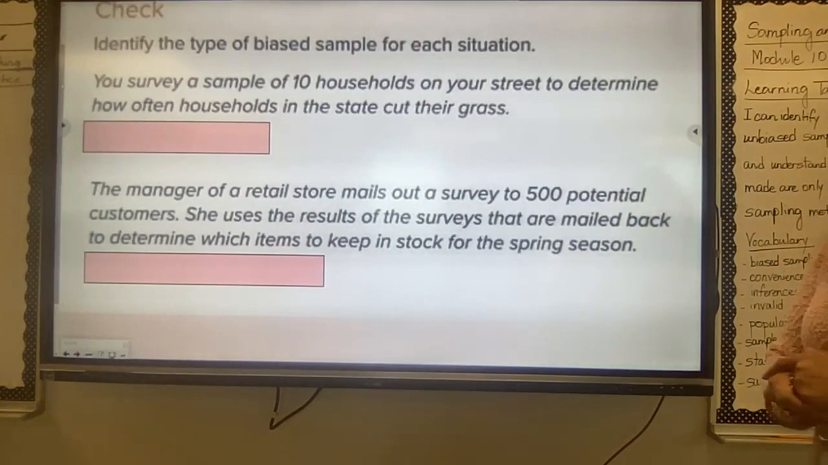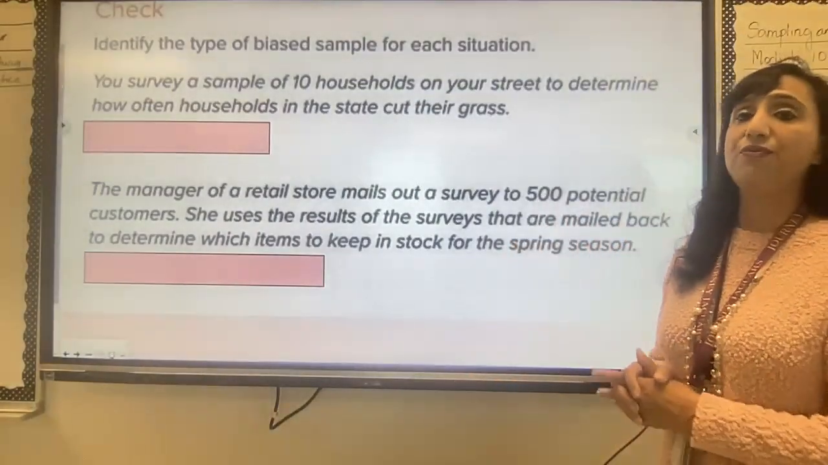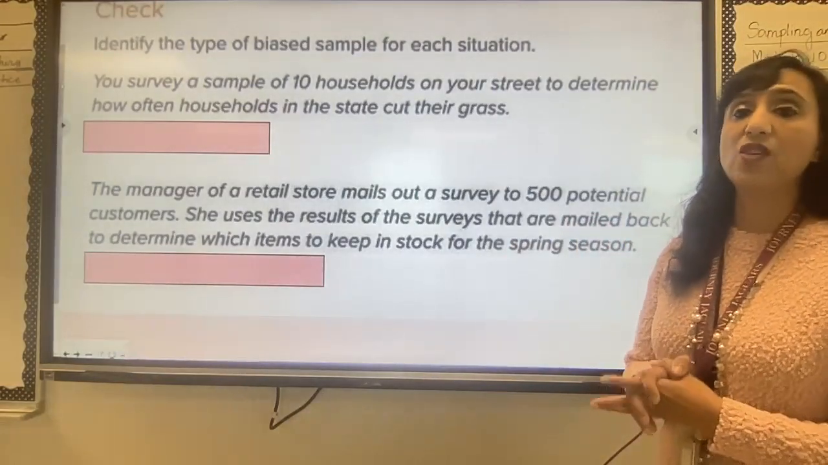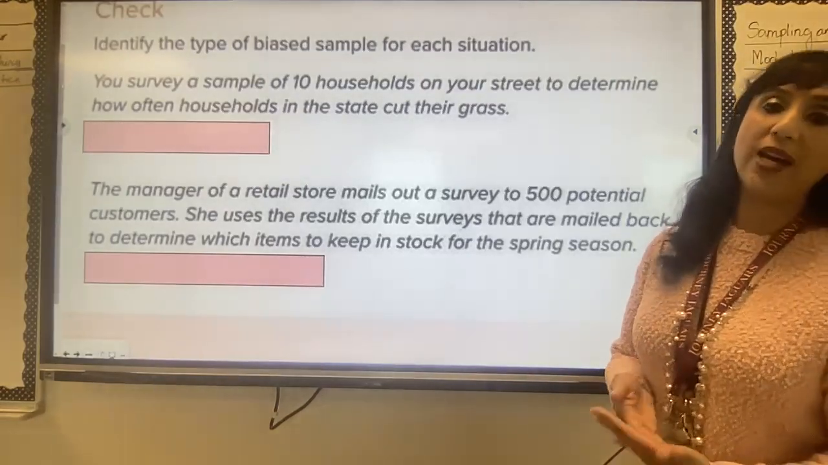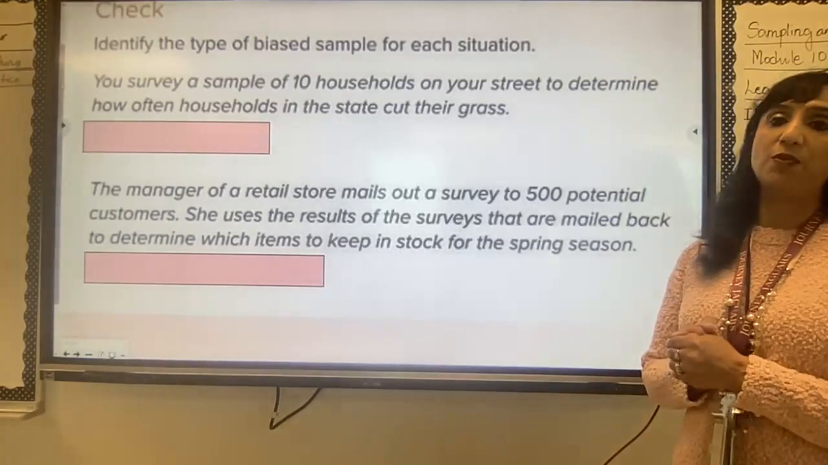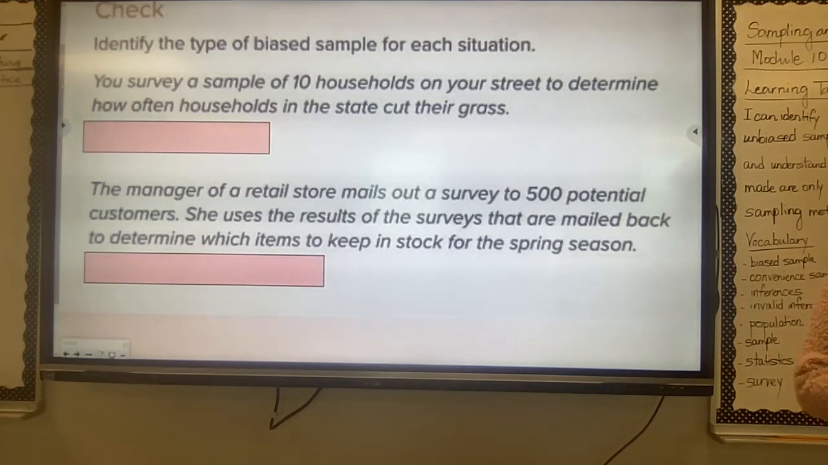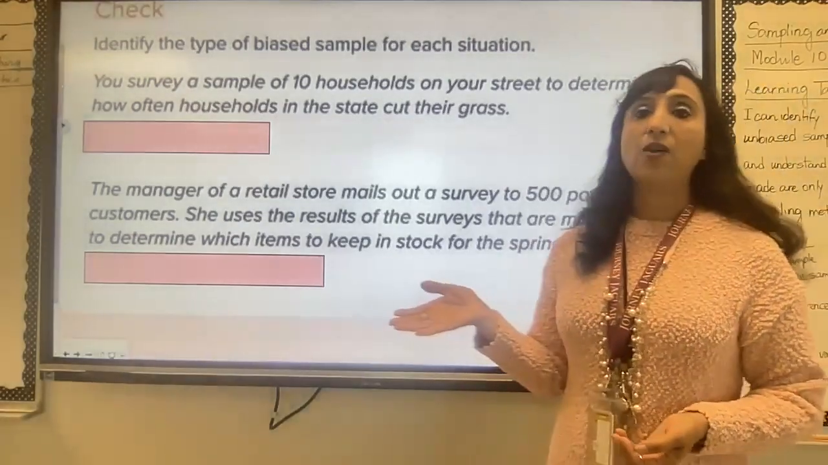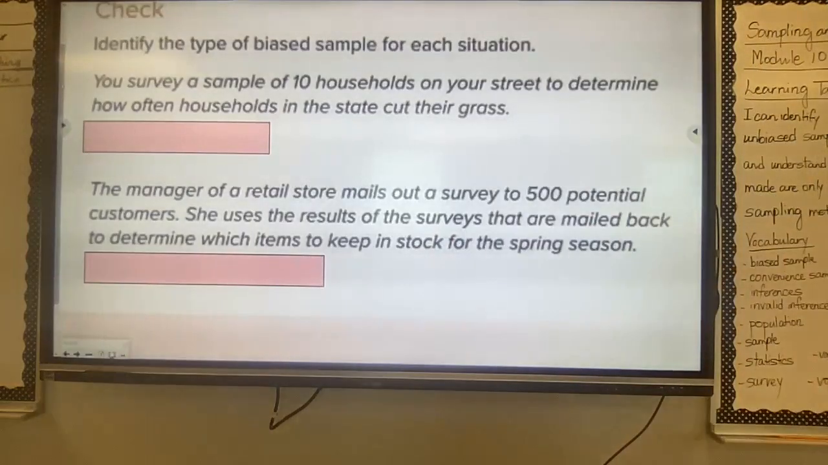The manager of a retail store mails out a survey to 500 potential customers. She uses the results of the surveys that are mailed back to determine which items to keep in stock for the spring season. Again, this one is definitely a voluntary response sample, because those people who want to respond are going to volunteer to respond to this. So this is a voluntary response sample.